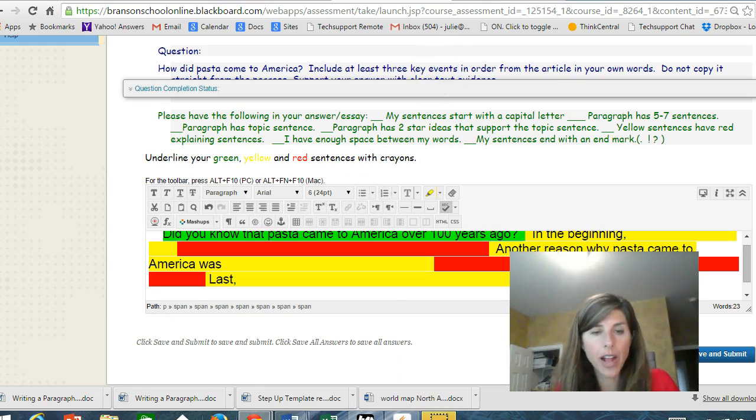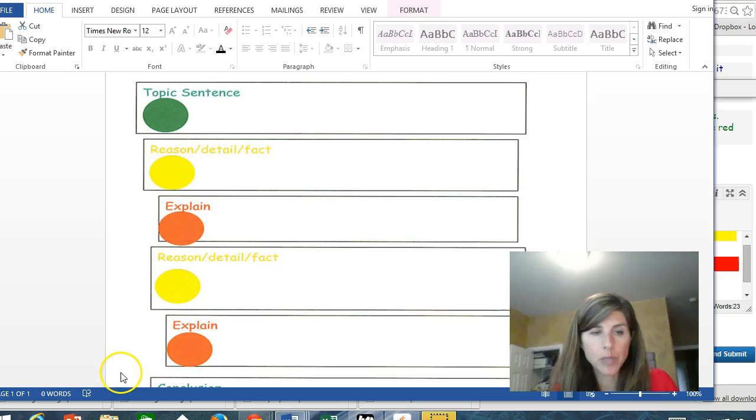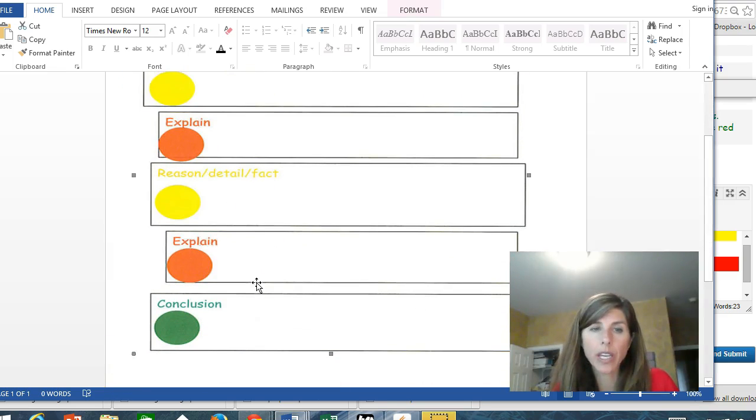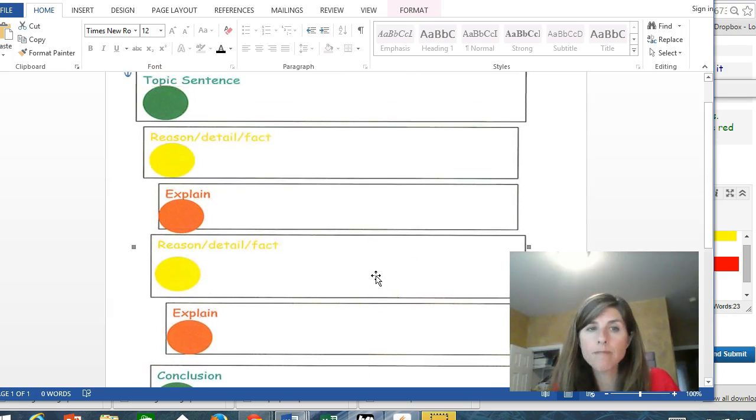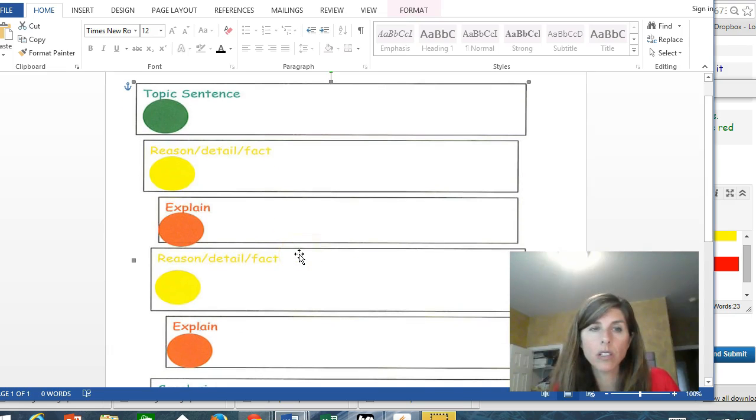If you are on your outline, it obviously does not have a spot for three reasons, details, and facts. These are notes, so you can make more boxes here if you'd like. That's probably the best way to set up your paragraph, with three yellow sentences on this one.